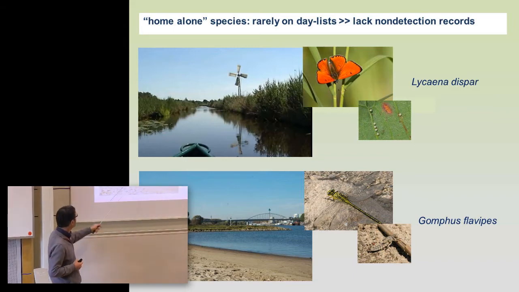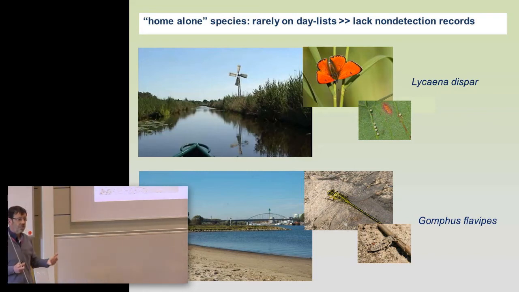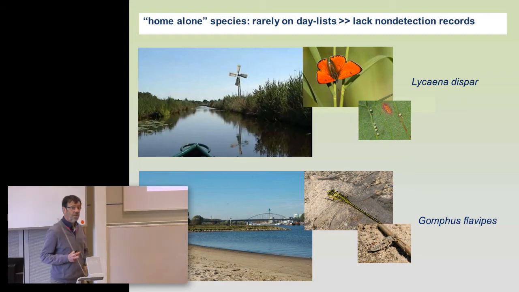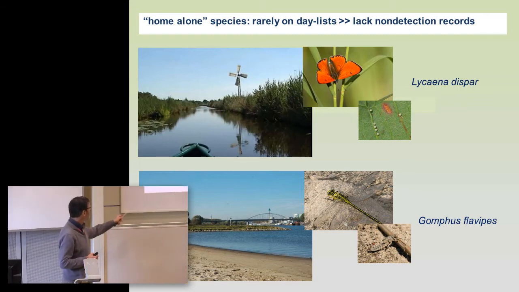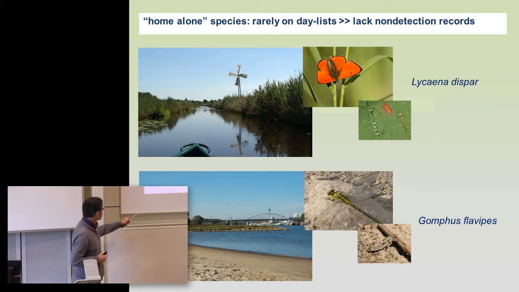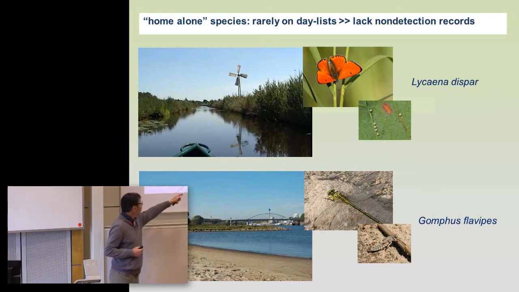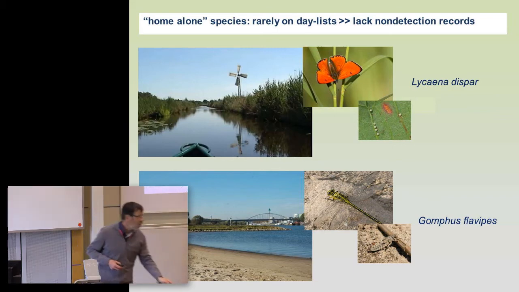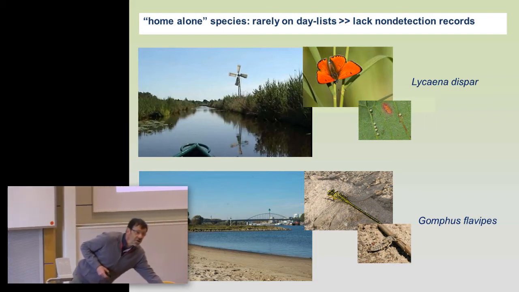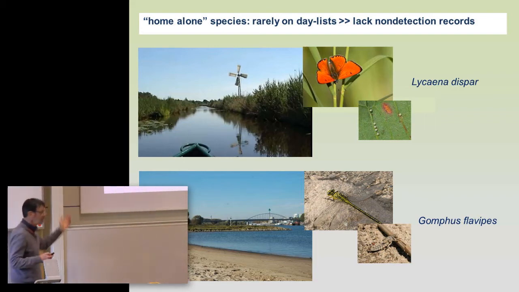The same as here for this dragonfly. This lives in the big rivers. This is not a good dragonfly area, along the banks of the rivers. So dragonfly people are never going here, but only to observe dragonflies, but only for this one. So also a home alone species. So you need non-detection. So for this sort of species, it will never work.